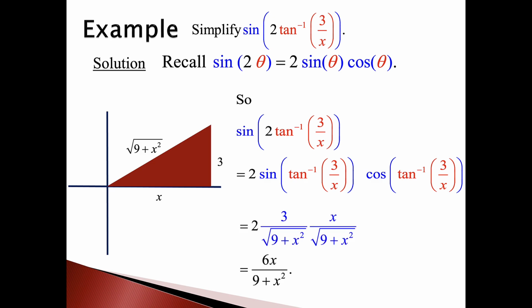Sine of this angle, which would be x over the square root of 9 plus x squared, times the cosine of this angle, which would be the adjacent side 3 over the hypotenuse square root of 9 plus x squared. And if I really wanted to simplify that, which is not strictly necessary, I could multiply those fractions together. The 2 square roots would cancel. The 2 and the 3 multiply together to give me a 6. So I end up with a pretty simple, easy answer.